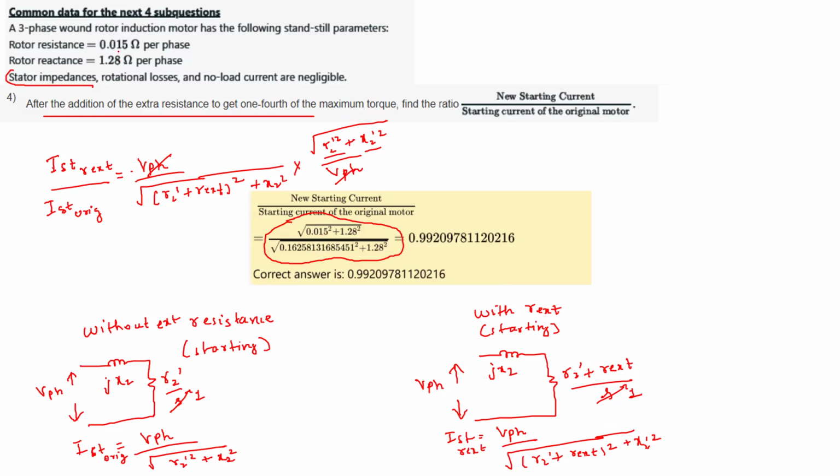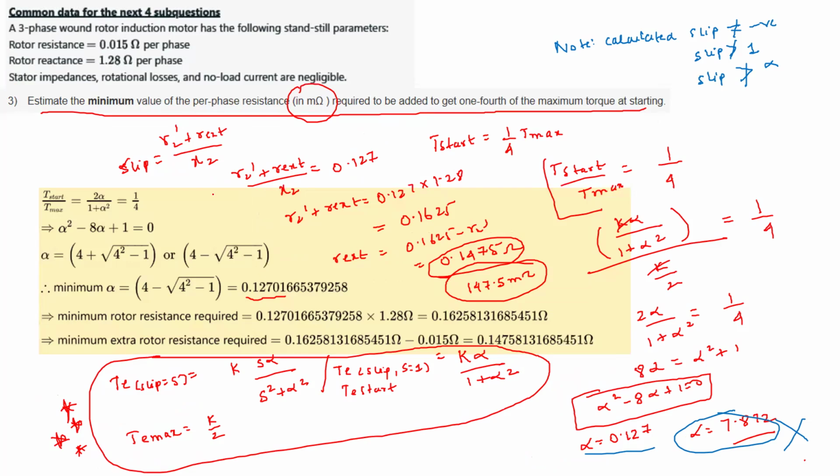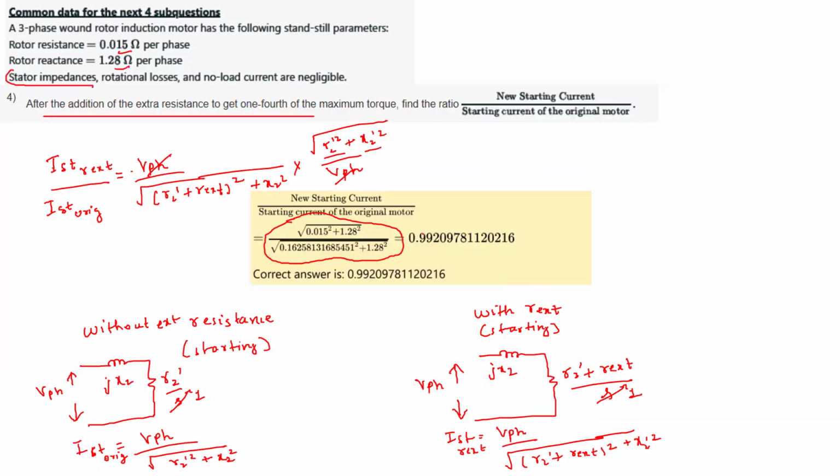So R2 dash is 0.015 and X2 dash is 1.28. So root over of 0.015 square plus 1.28 square, divided by root over of R2 dash plus R external square. We have seen R2 dash plus R external in the earlier example; we calculated it as 0.1625. So R2 dash plus R external is 0.1625 square, plus X2 dash, here also 1.28, so plus 1.28 square. If you take the ratio of the two, you will get this value.